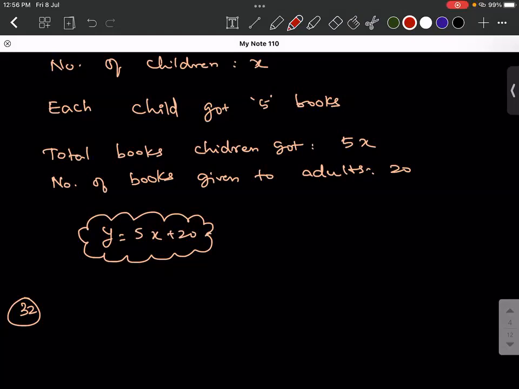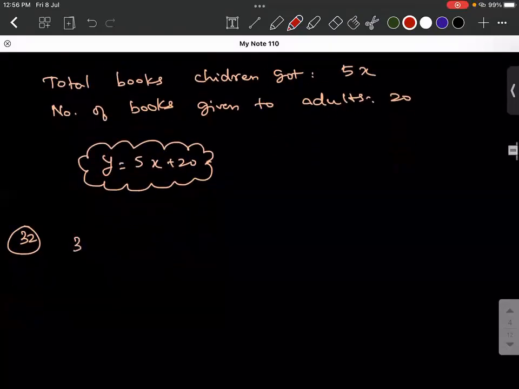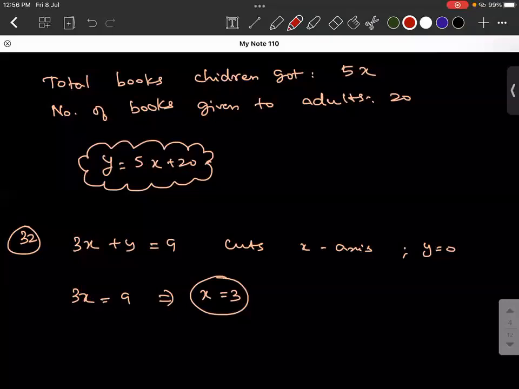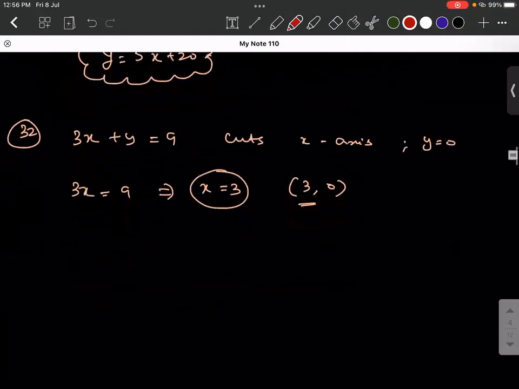Find the coordinates of the point where the graph 3x plus y is equal to 9 cuts the x-axis. Very good. So cuts x-axis means y is equal to 0. When you put y is equal to 0, 3x will be equal to 9, x equal to 3. That's the answer. Is there an option? So the answer will be (3, 0).